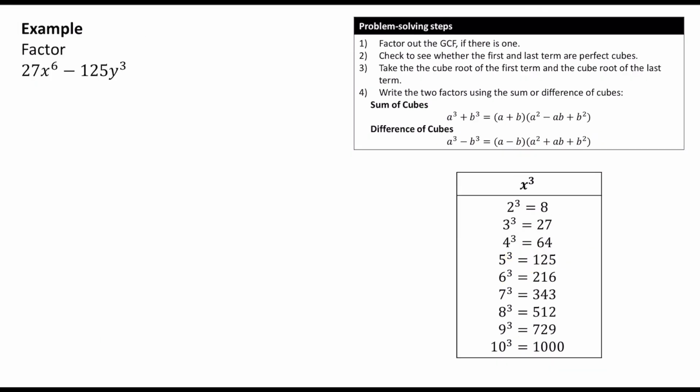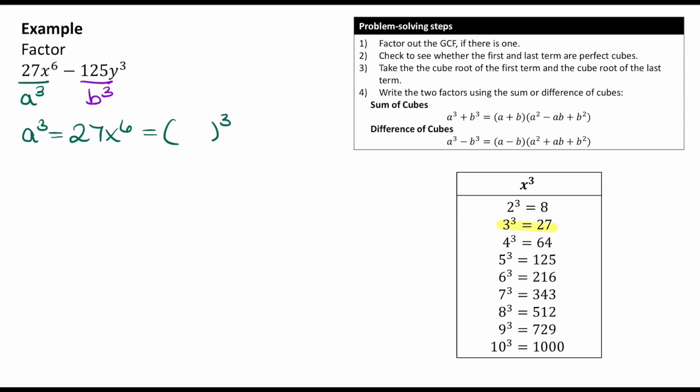Here I have 27x to the 6th minus 125y cubed. So I'm going to say 27x to the 6th is a cubed, and I'm going to say 125y cubed is b cubed. So 27x to the 6th is a cubed, means I need to figure out what raised to the third power is going to give me 27x to the 6th. So 27, I know, is going to be 3 to the third. I can get that from my chart over here.